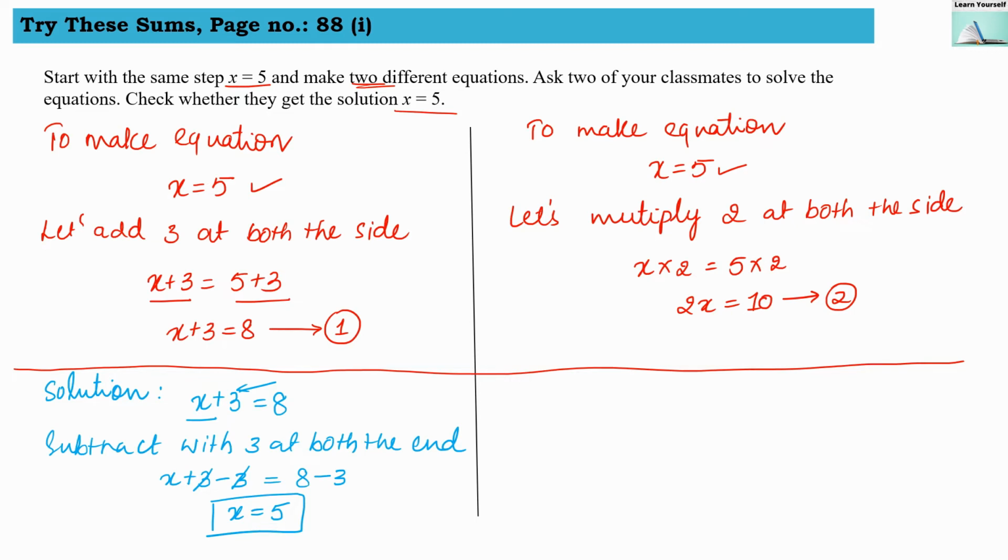Let us do the same thing for this. So what is our equation? It is 2x equals 10. Now to make my variable separate, which is multiplied by 2, I have to divide both the sides by 2.